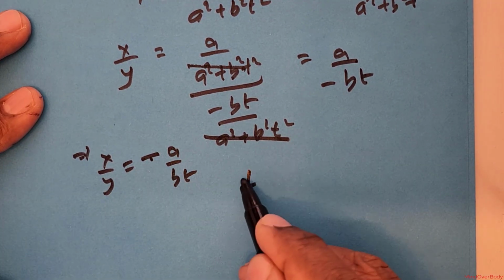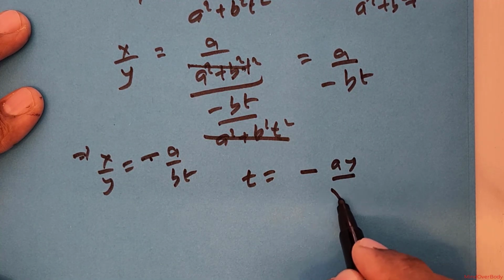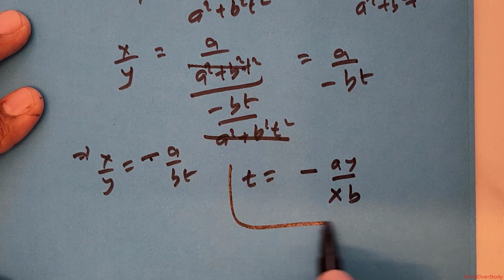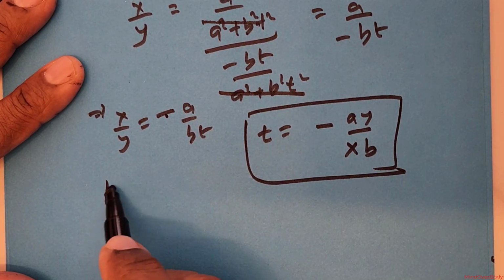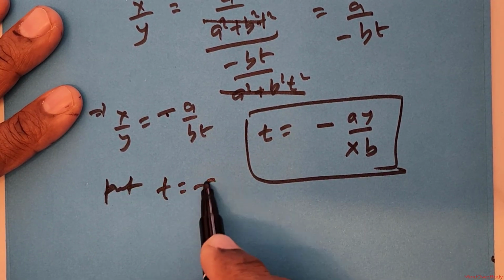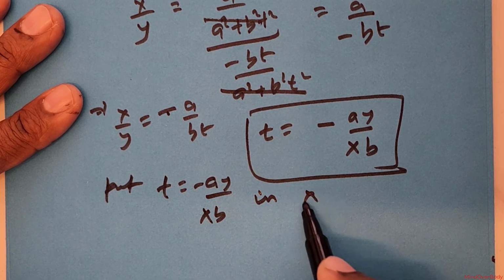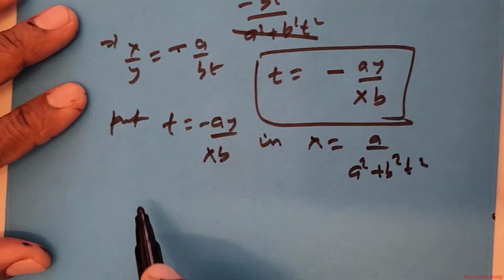I want to get t. So t is equal to negative a times y divided by x times b. Okay, this is what I have got. Now what I wish to do is put t is equal to negative ay over xb in x is equal to a over a squared plus b squared t squared.